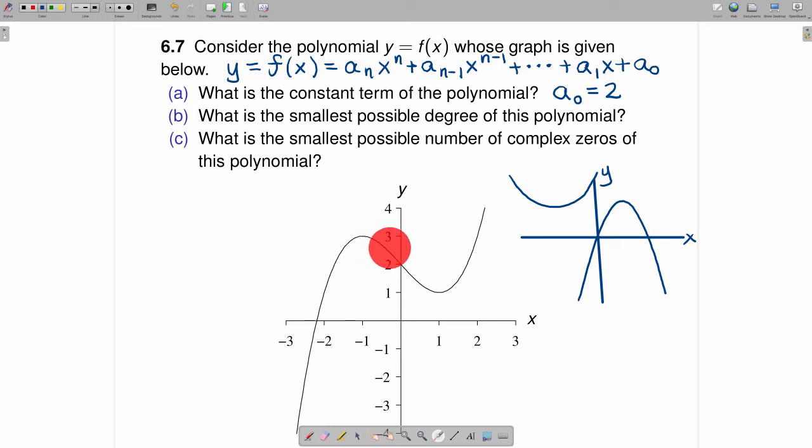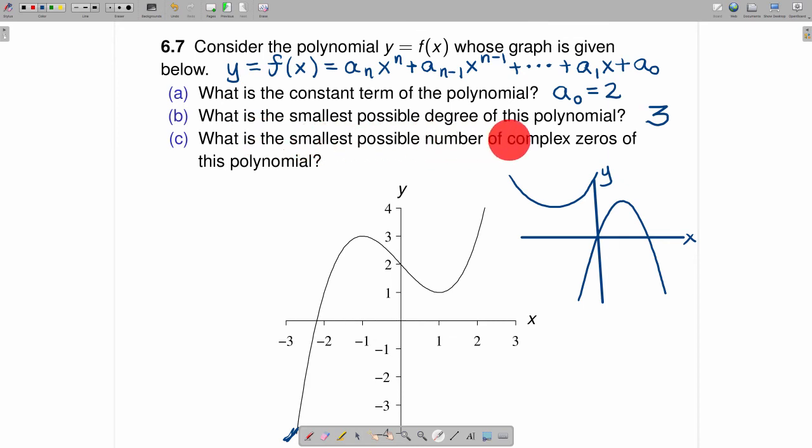But this could be a third order polynomial, and the reason for that is it's starting low, comes up to a maximum here, turns around, goes downward, and then back up again. So the smallest possible degree of the polynomial would be a degree 3. We don't get to see what happens to the left of -3 and to the right of 2. So it could be a higher order polynomial, but it could also be a degree 3.